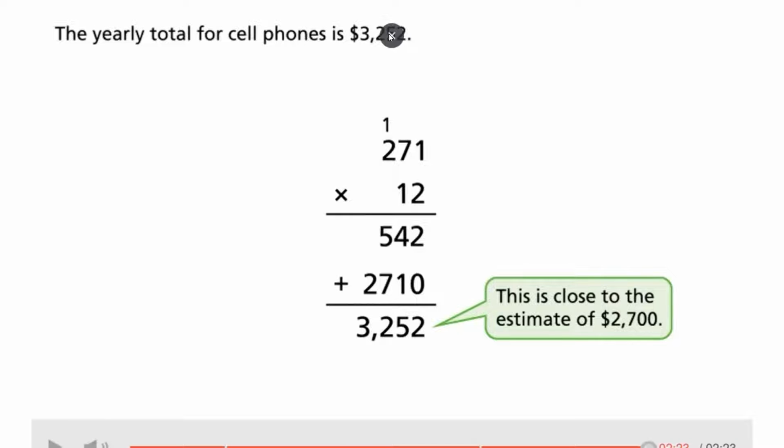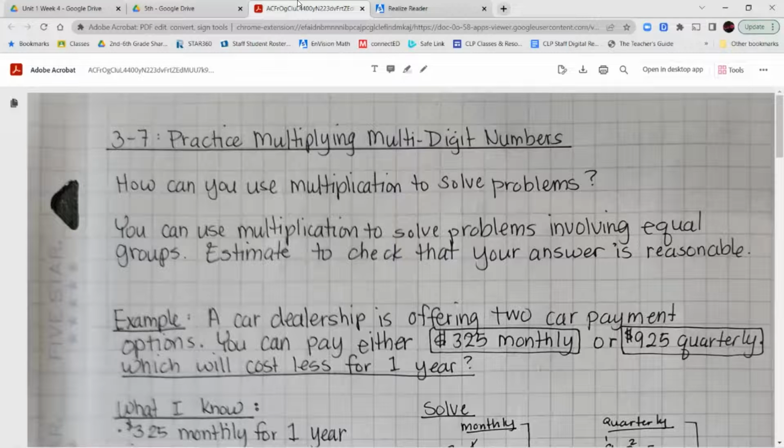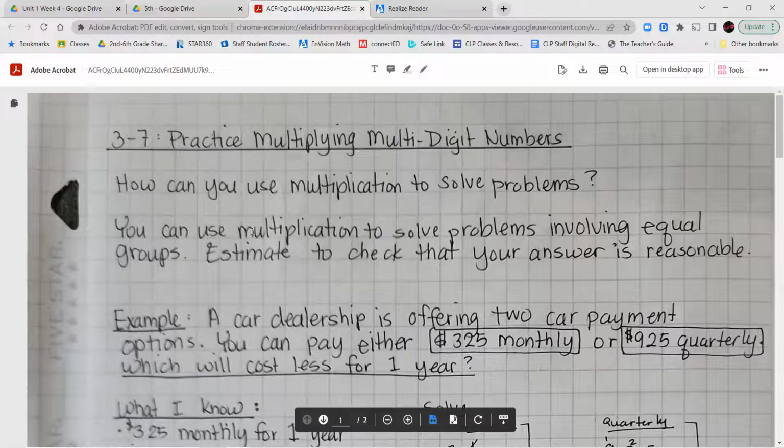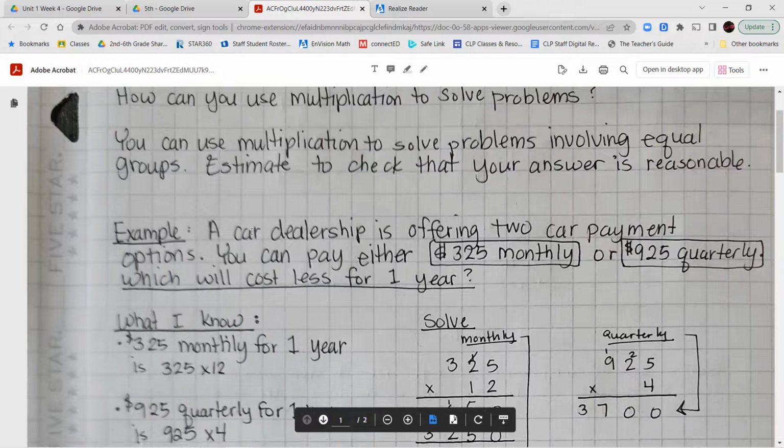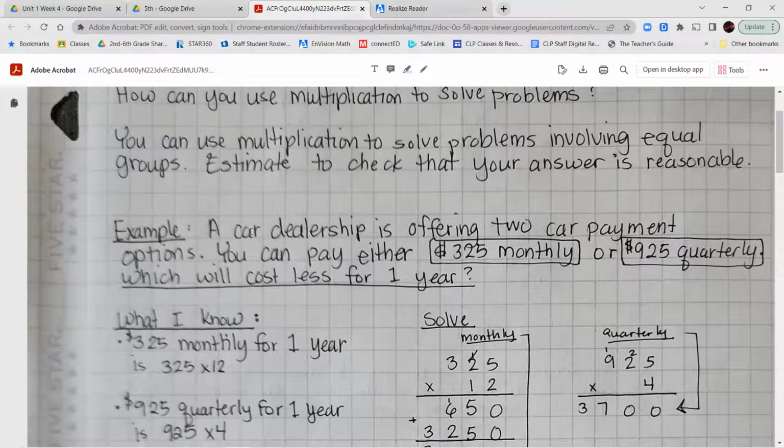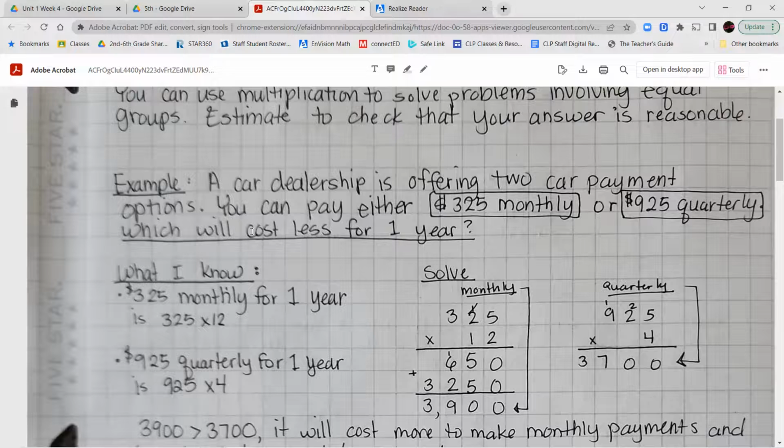All right, let's get into our notes and our guided practice. Our question that we're going to focus on today is how can you use multiplication to solve problems? Now, you know you can use multiplication to solve problems involving equal groups, and you can always check to estimate that your answer is reasonable.